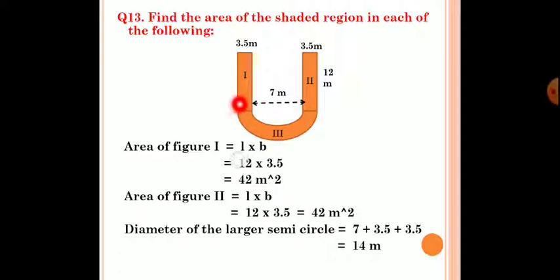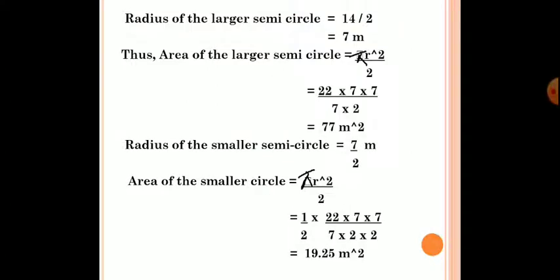Let us first find the diameter of the bigger semicircle, that is 7 plus 3.5 this side plus 3.5 that side. So the diameter of the largest semicircle is 7 plus 3.5 plus 3.5, which is 14 meter. The radius of the largest semicircle is 14 by 2, that is 7 meter. Thus the area of the largest semicircle is pi r square divided by 2. So pi is 22 by 7 into 7 into 7 divided by 2, which is 77 meter square.